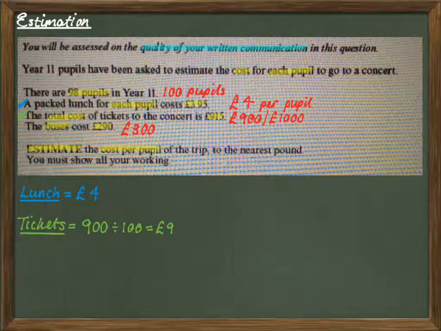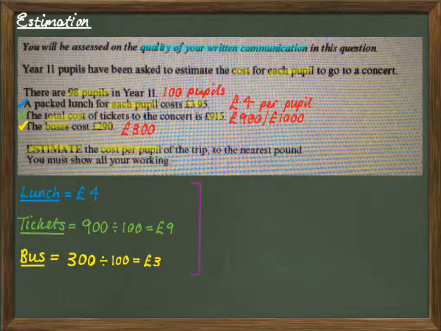Last one then, the buses cost £290, or as we rounded it, 300. So the buses equal 300, and again, same way what I did with the tickets, I've got to share that 300 between the 100 pupils. So 300 divided by 100 is £3. That is the difficult bit. Okay, you've rounded, you think sensibly about what you're doing, and then we're going to get the final answer.